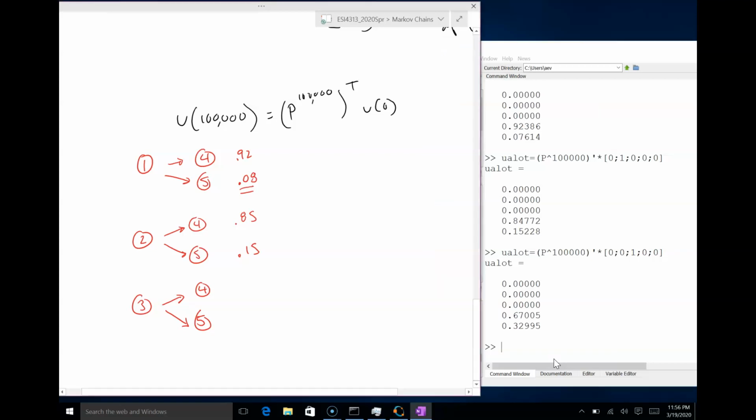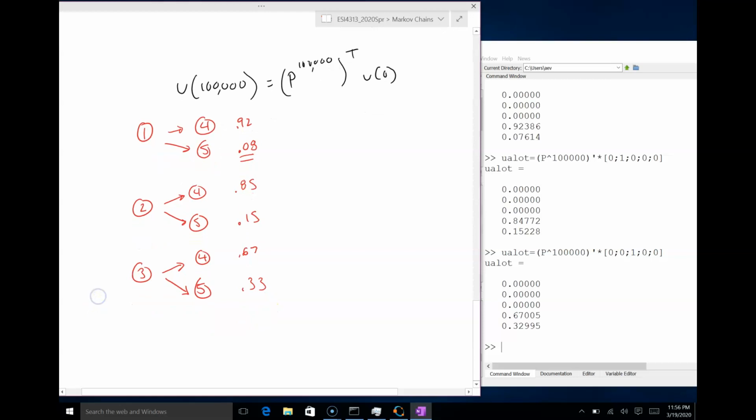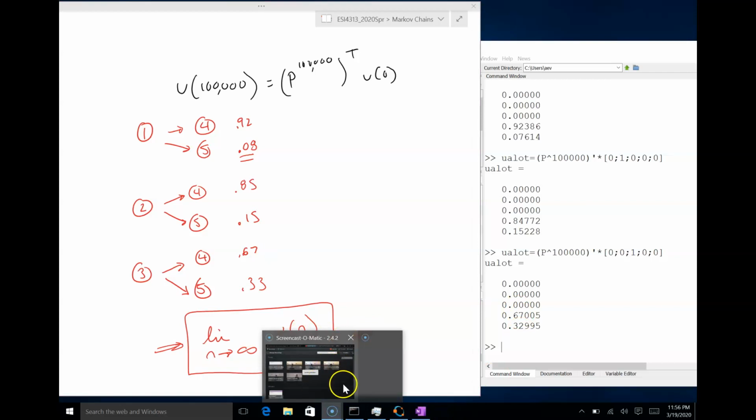So here we get 0.67 and 0.33. So kind of, yeah. So later on down the line, we're going to start asking ourselves, let's say we take n to the infinity, what is going to be our distribution? What state are we most likely to be in? Or what is the distribution of states that we might be in? And so this is where we'll pick up on the next lecture, or next set of videos.